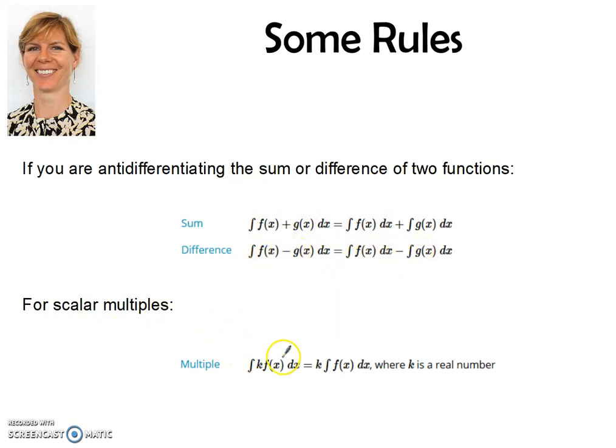If you've got a scalar multiple, so you want to integrate a function and it's multiplied by some scalar, where k is a real number, okay, a real constant, then you can pull that out first and then integrate. And you'll see how we do that a little bit later on. It's pretty straightforward. It just sort of makes life a little bit easier for you.